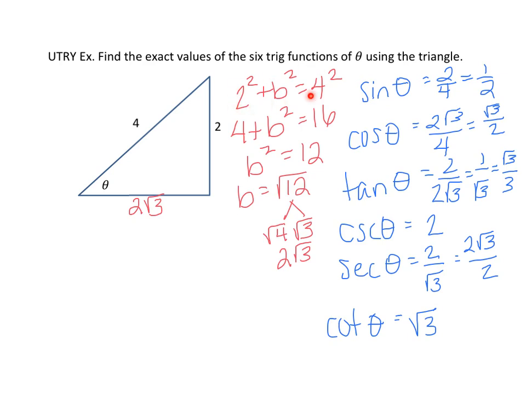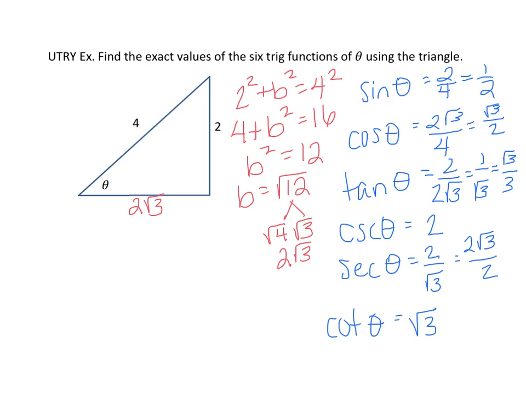Okay, first you had to use the Pythagorean theorem. 2 squared, we know that side. We didn't know this side, equals 4 squared. So 16, subtract the 4, now I've got 12, the square root of 12. You do need to make sure you simplify your radicals, so this missing side becomes 2 radical 3. That would be the adjacent side, the 2 would be the opposite side.